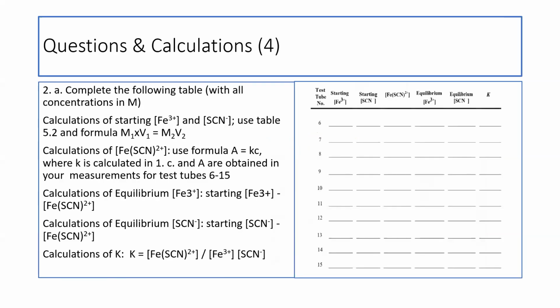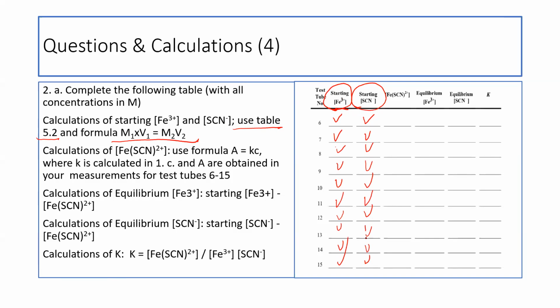Now we have to complete the following table, and all explanations are given on the left side. So we need to know the starting concentrations of thiocyanate and iron 3+ ion. And we have to use Table 5.2 and the following formula to calculate these concentrations, and do these calculations and fill out this table according to the calculations.